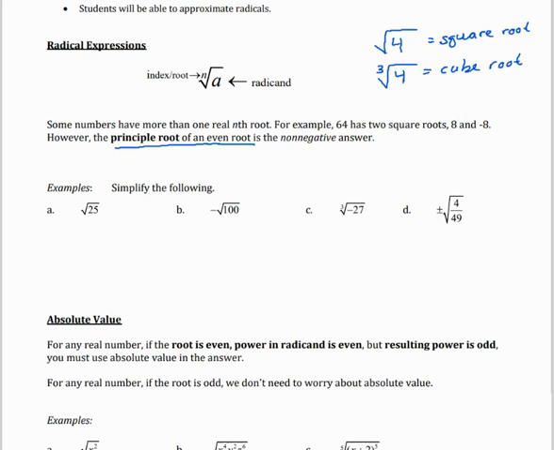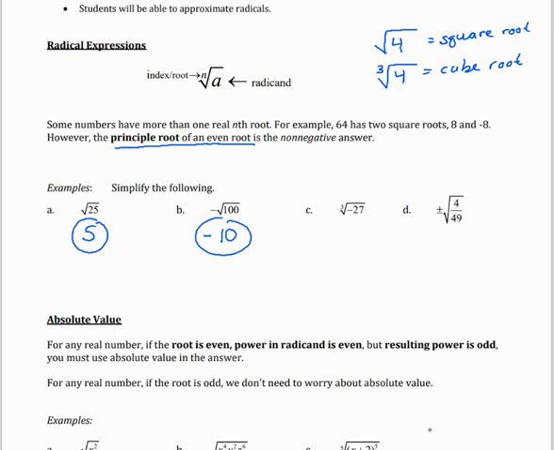So let's take a look at simplifying. We'll do a couple together and you'll do some on your own. So this is saying find the principal root of 25. Remember, both 5 squared and negative 5 squared gives me 25, but we just want the positive answer. So this is simply just 5. B, on the other hand, is saying give us the negative square root of 100. So we bring our negative sign down, and then the square root of 100 is 10. So we get negative 10.